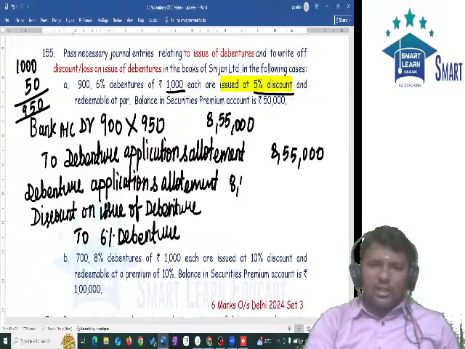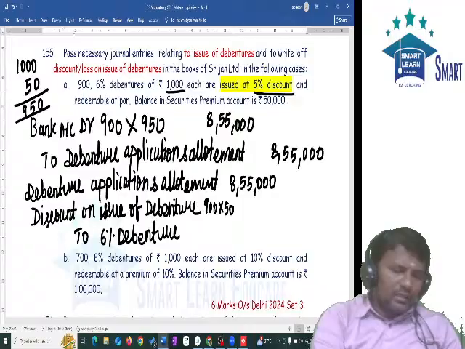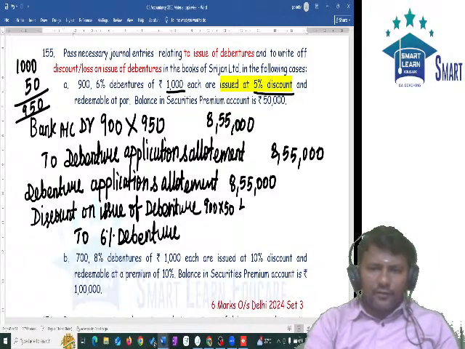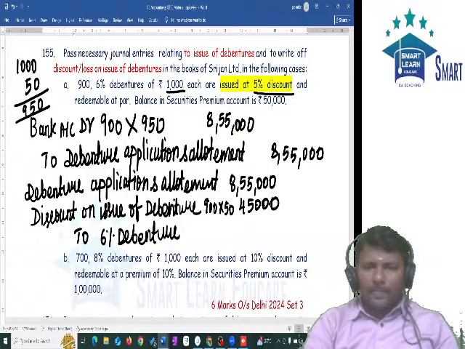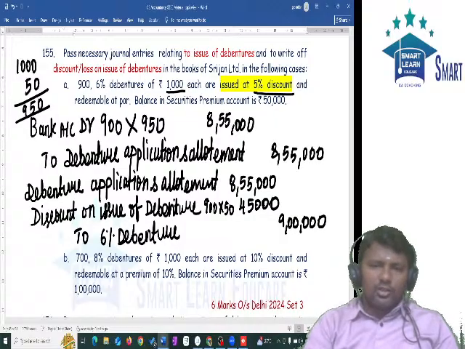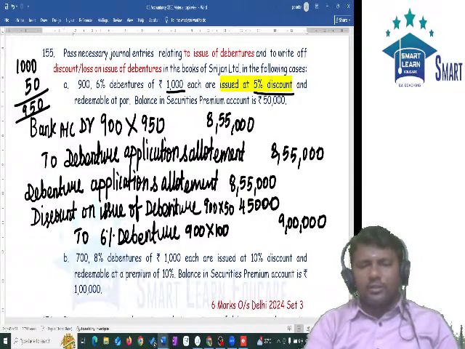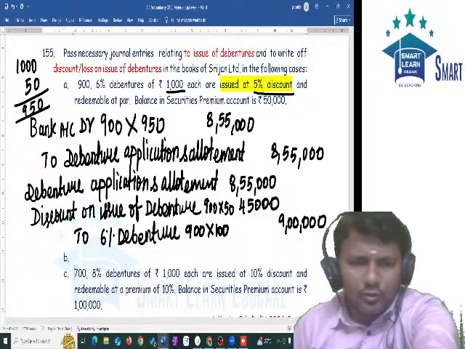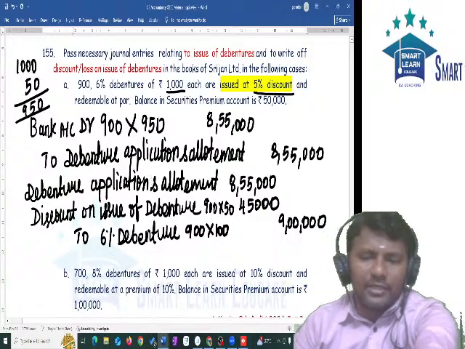Debenture application and allotment account should be debited with 8 lakh and 55,000. Discount it is 900 debentures into 50, which will give you 45,000. And debenture should be credited with 9 lakh. 900 debentures into face value 1000 will give you 9 lakhs. So that's all. So discount account is debited.